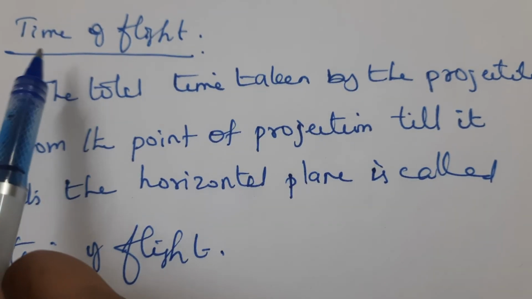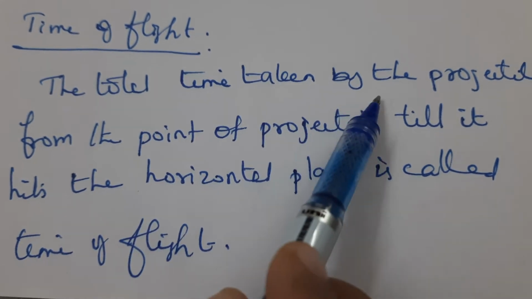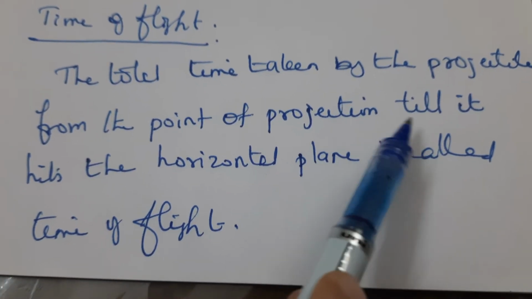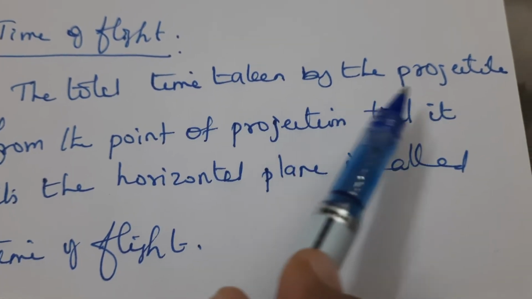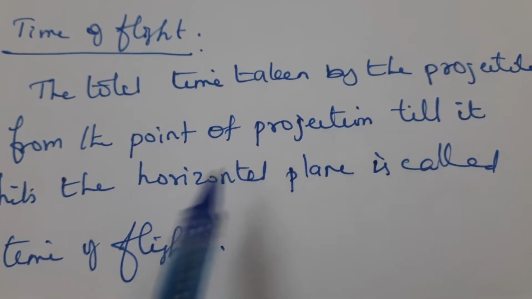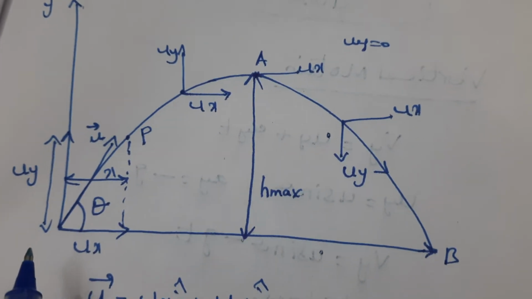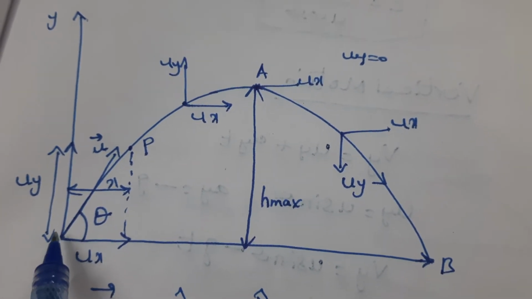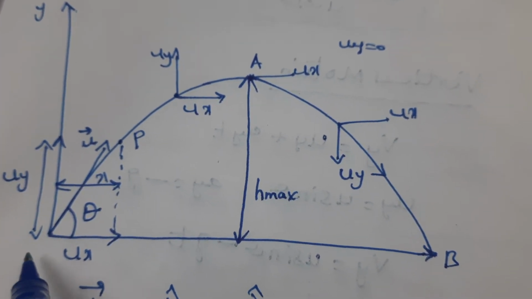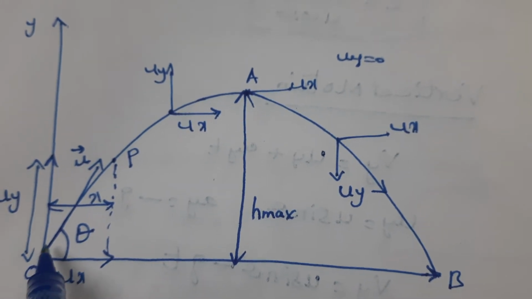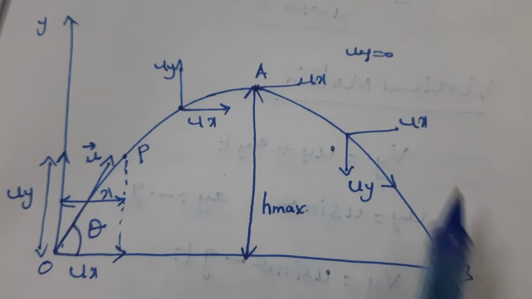Then next, time of flight. The total time taken by the projectile from the point of projection till it hits the horizontal plane is called time of flight. This time of flight is the time taken by the projectile to go from this point, that is initial point, or O, to A to B, O to B via A.